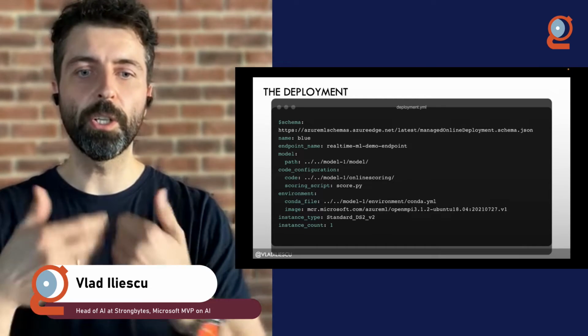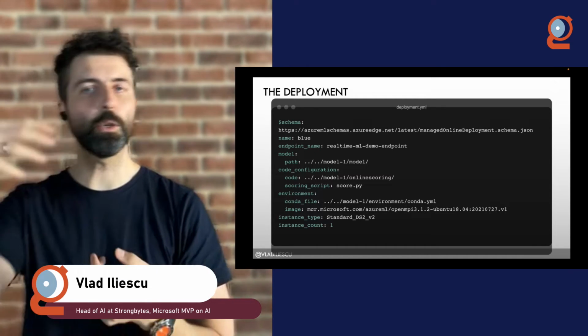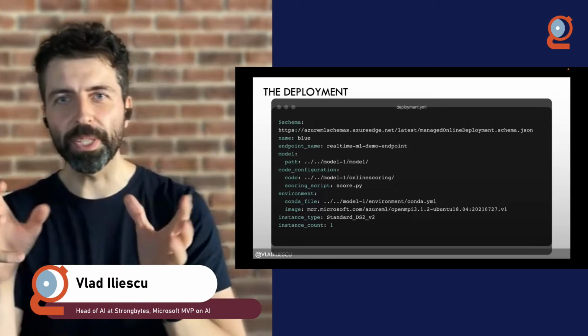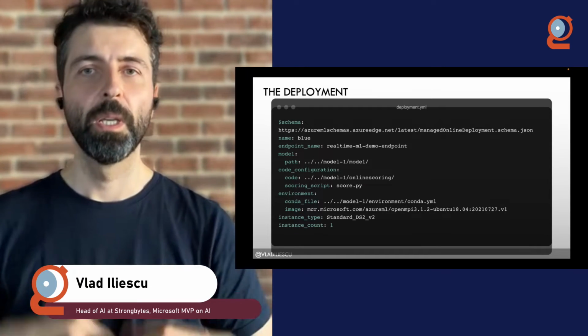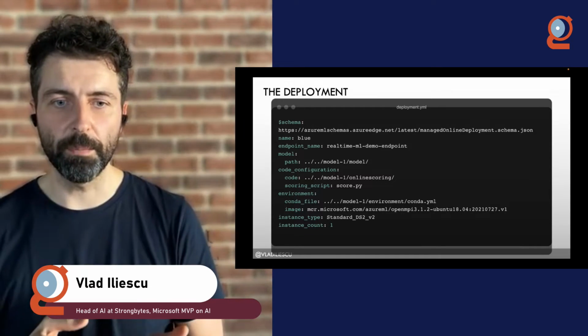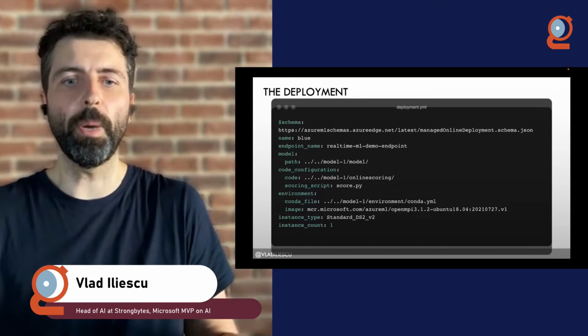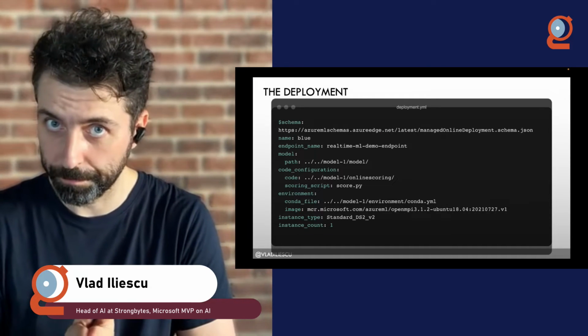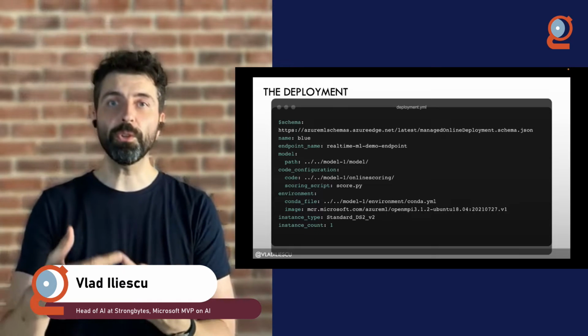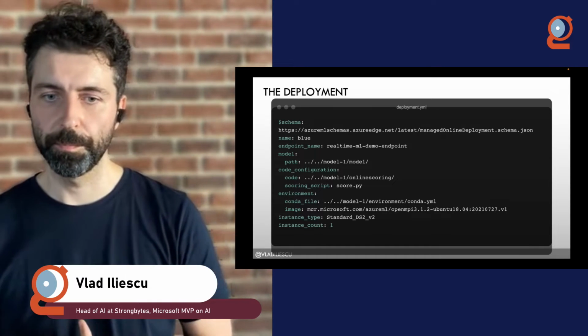This is how you structure a deployment. Yeah, it's also a YAML file. It's a bit more complicated, but not by much. You see, we define a schema. It has a name. Of course, it has a name. I chose blue because I'm really original. It references the endpoint by name.